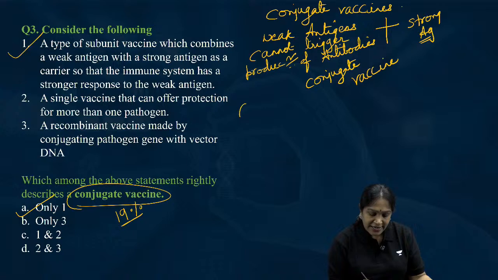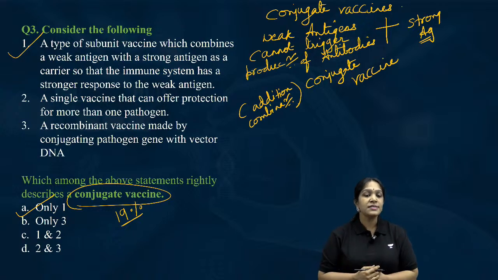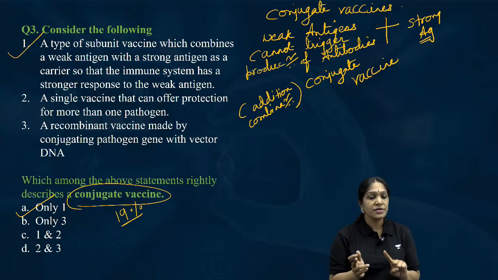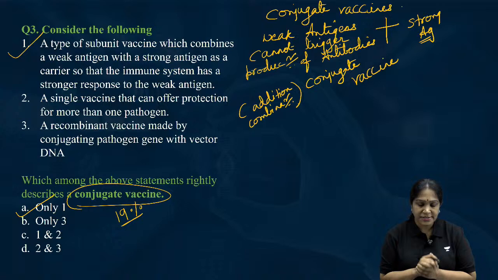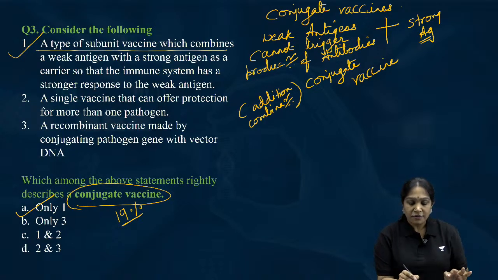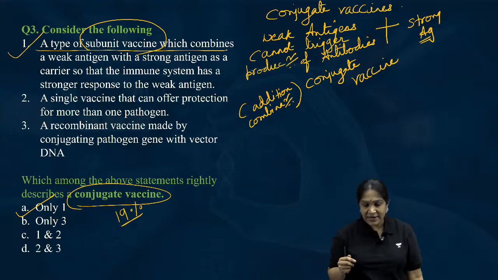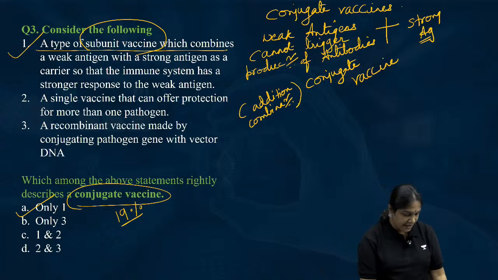The word conjugate means what? Addition or combination. So it is a combination of a weak antigen and a strong antigen. That is the meaning of this. So it is a type of subunit vaccine. What do you mean by subunit vaccine here? Let me explain another term, subunit vaccine.